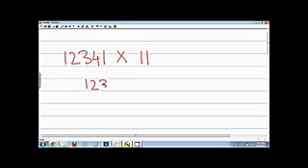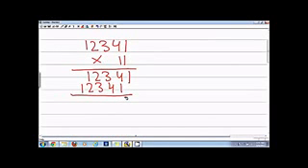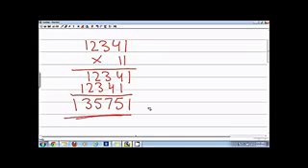Hi everyone, in this tutorial I will show you how to multiply numbers by 11 in a quick and easy way. For example, if I have the number 12341 and I want to multiply it by 11, the regular way will be that I write 12341 and 12341, and add them, and I get 135751. So this is the regular way.